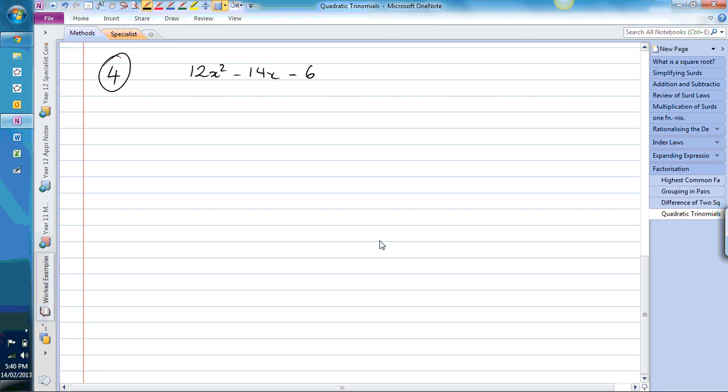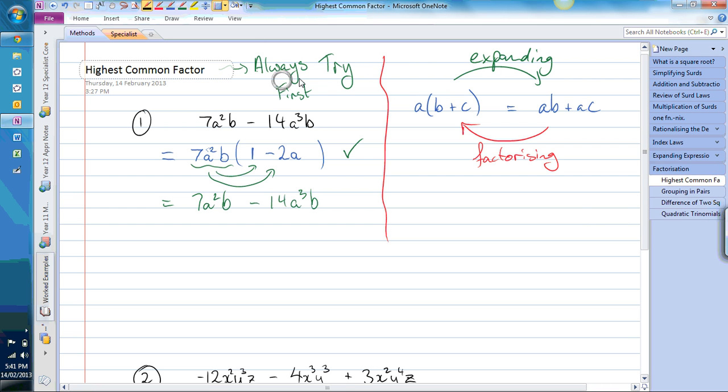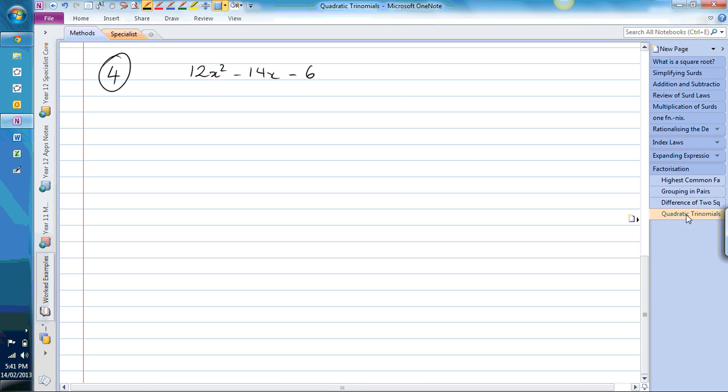The final example that I'd like to look at for quadratic trinomials is this one here: 12x squared minus 14x minus 6. And again, when we're factorising expressions, I said right at the beginning that we should always try to find a highest common factor before we do anything else. And this problem is an example where our life is going to be a lot more difficult if we don't look for that highest common factor.